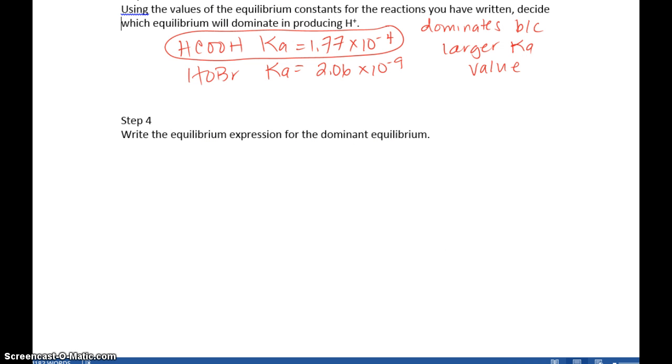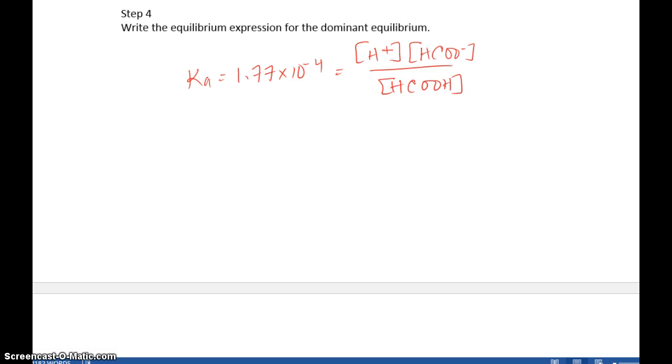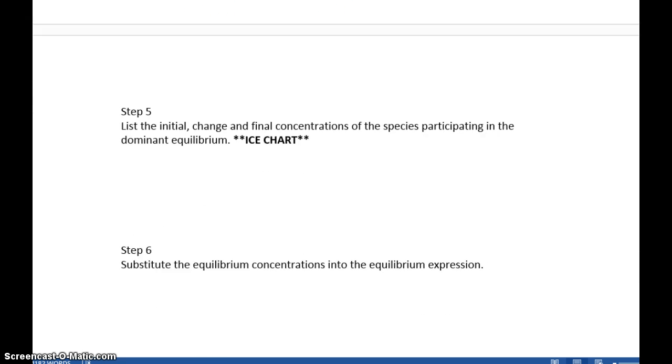So my dominant equilibrium is the HCOOH, the formic acid, and so I'm going to write my equilibrium expression. So Ka is equal to 1.77 times 10 to the minus 4th, which is equal to H plus times HCOO minus over HCOOH. There's my equilibrium expression. Now, move on to step 5, and this is our ICE chart.